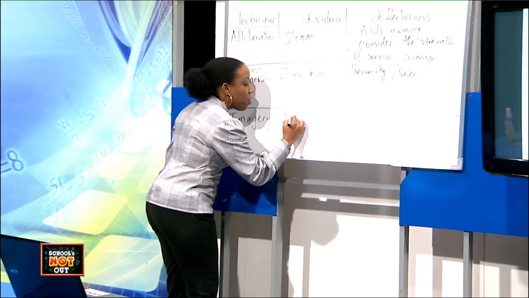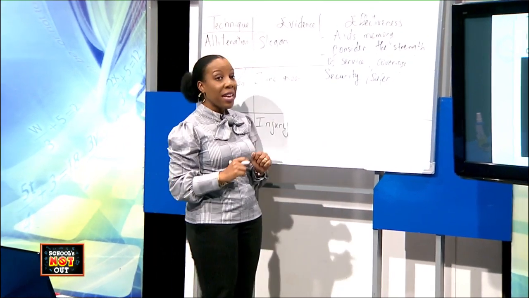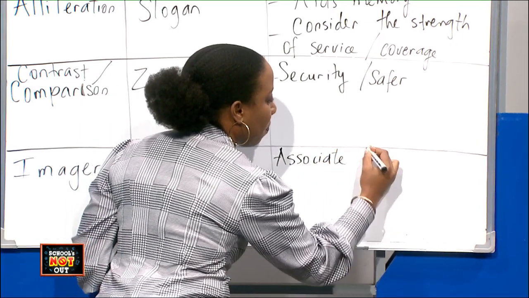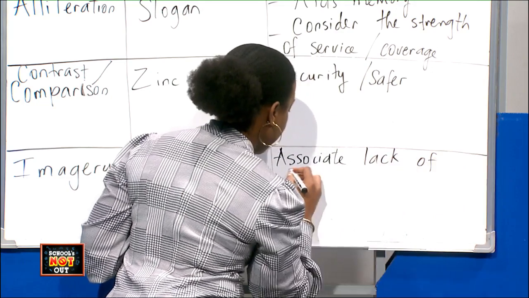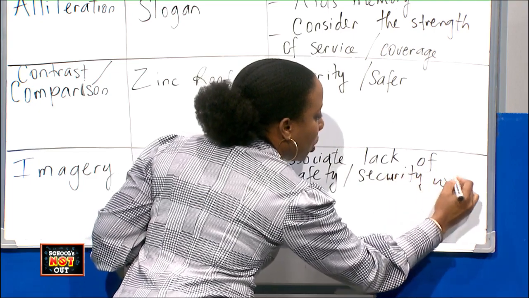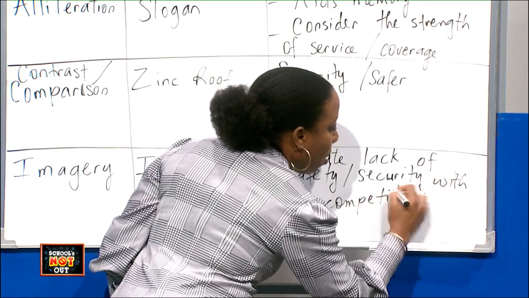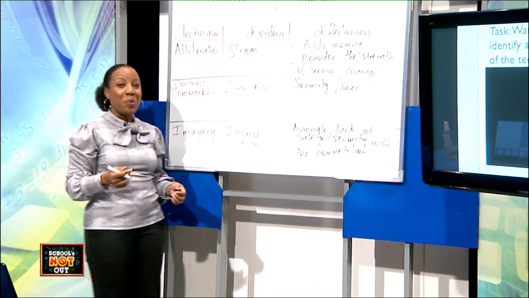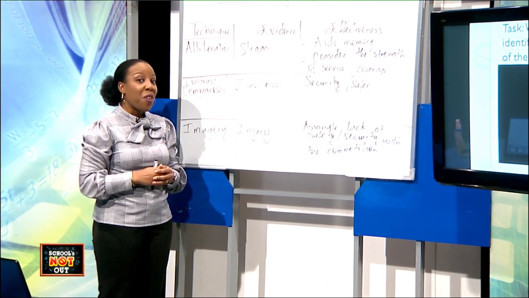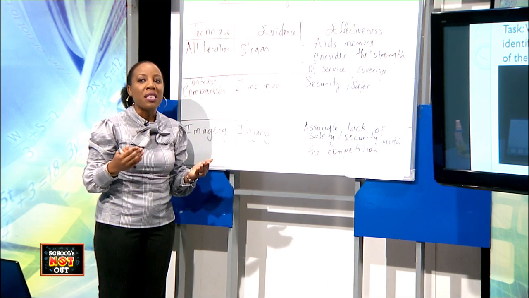So let me write the evidence here. The injury contained in the video. Effectiveness. We associate lack of safety or security with the competition. And of course, when we think about Digicel's network, we are thinking the opposite. That we are more secure, we are safer, Digicel service is strong, we'll always have connectivity, as I said, and they will be there when we want them to work.